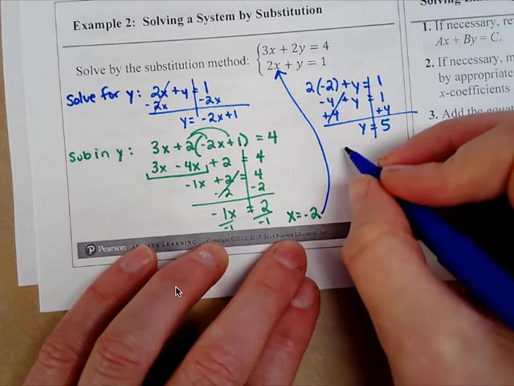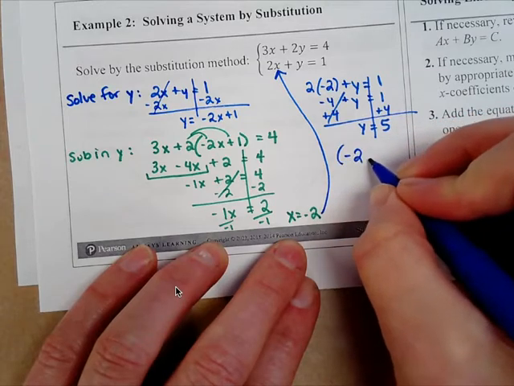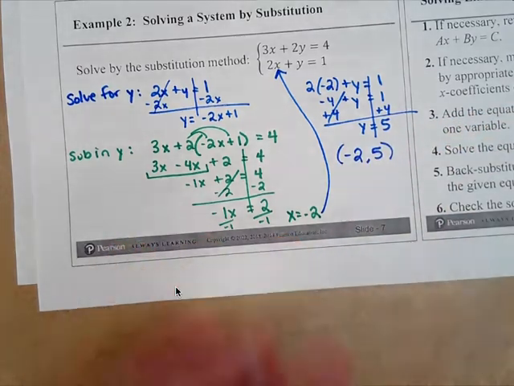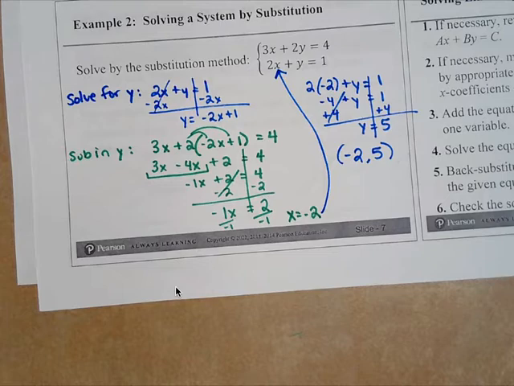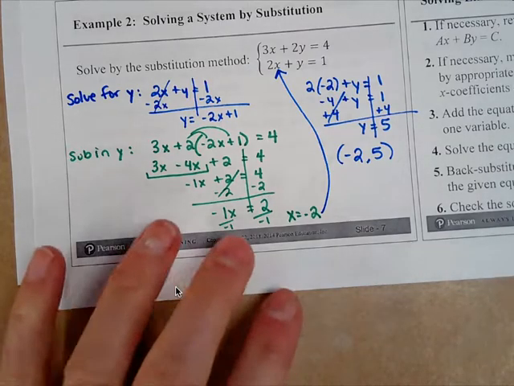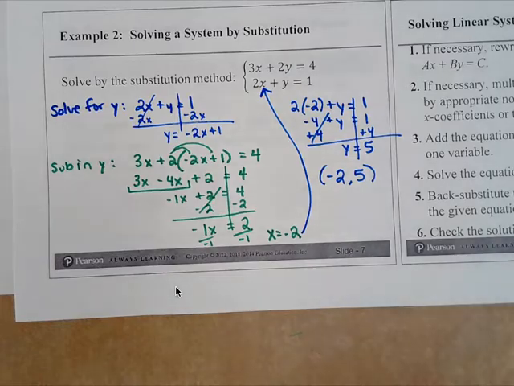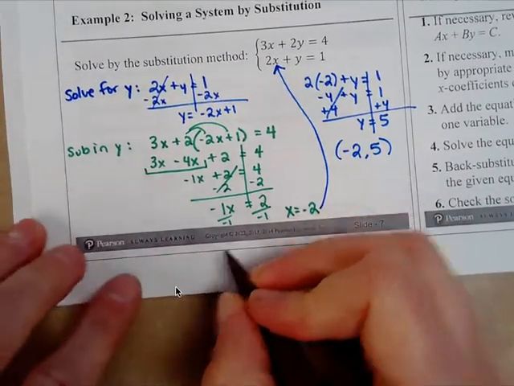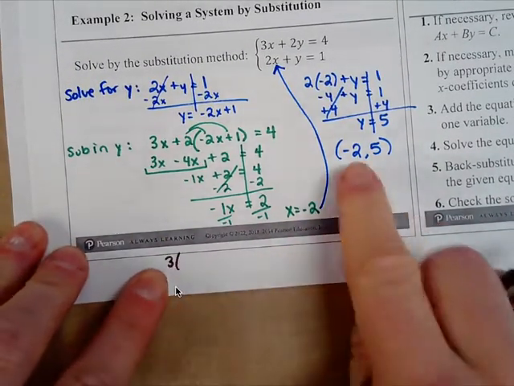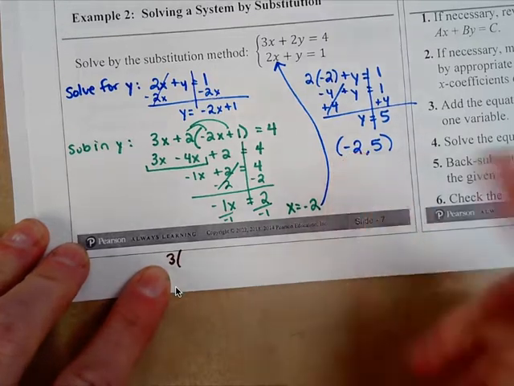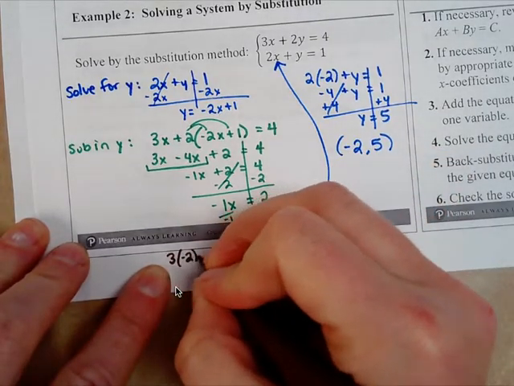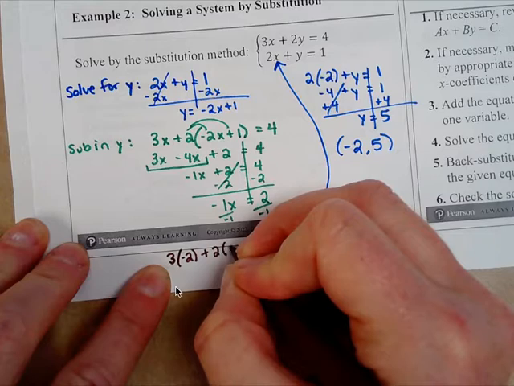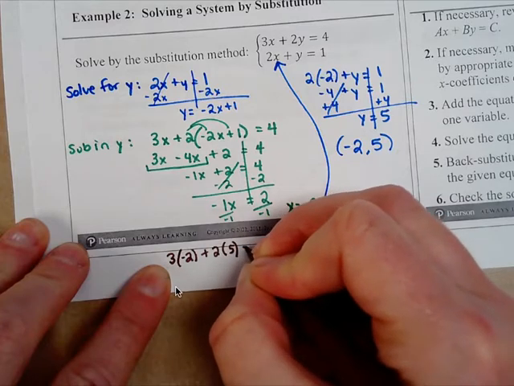So then we're saying that our proposed solution is (-2, 5). But then you want to substitute it in and make sure that it is true. You can use your calculator to sub in. I'm just going to sub it in down here. So 3 times, this is my x, so 3 times a negative 2 plus 2 times 5 equals 4.